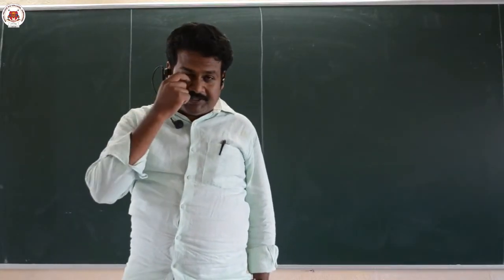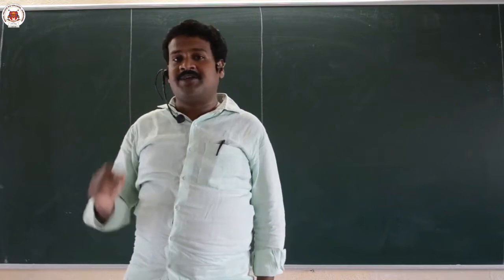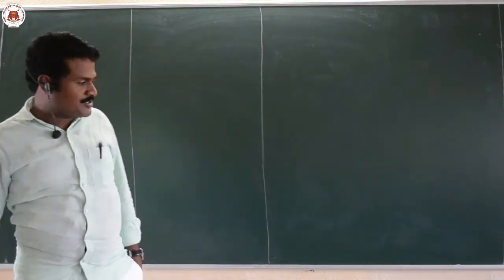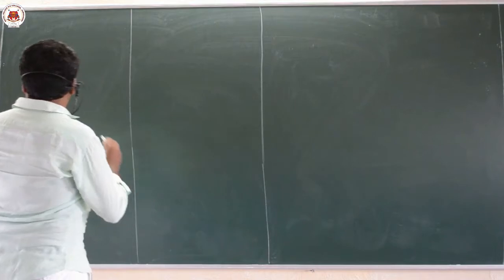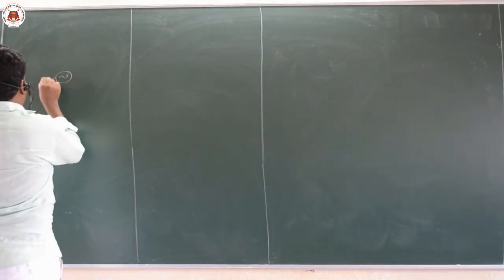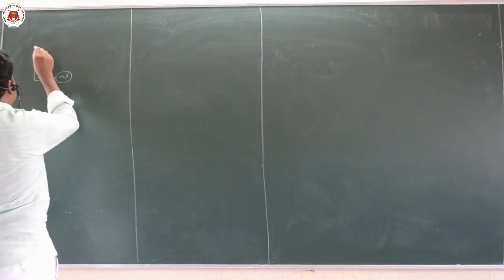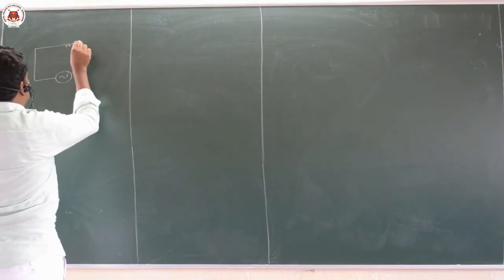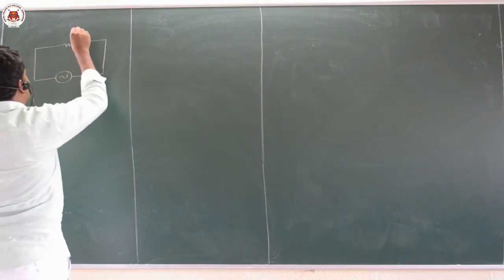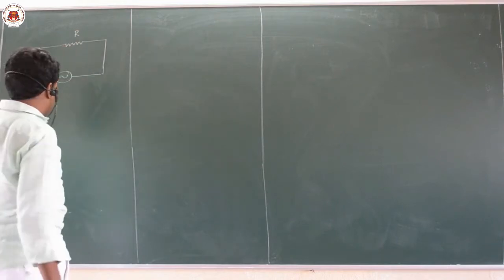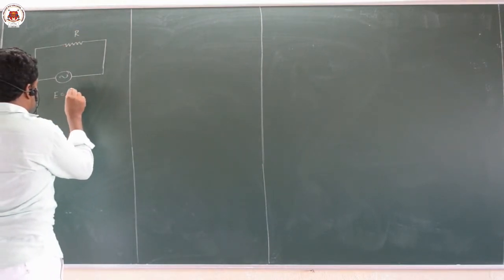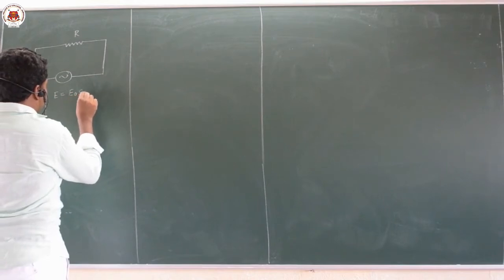Today let us discuss alternating current when it is applied to a resistor, capacitor and inductor, and how it works. This is the symbol of alternating current. I am connecting this alternating current to a resistor of resistance R. Let us take the applied voltage as E is equal to E naught sin omega t.